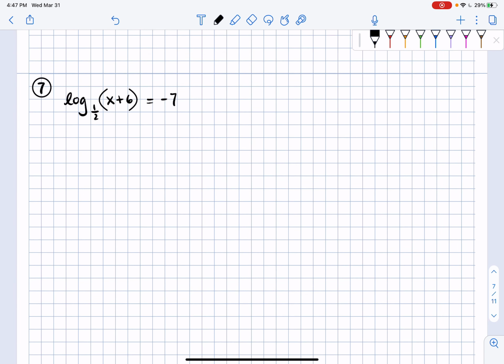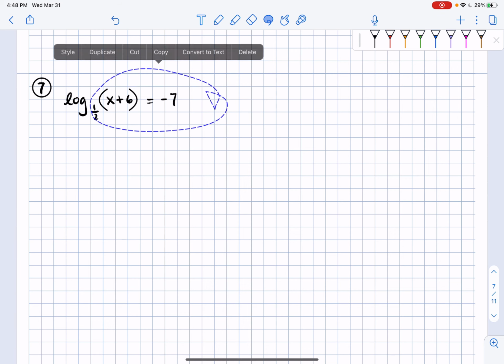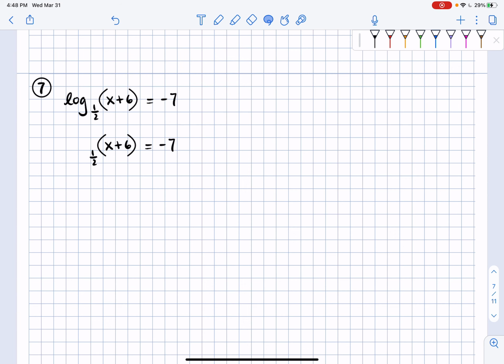All right, so this one right here. I see that the base is 1/2. It's kind of scary, okay? But in order to solve this, what we want to do is convert it to exponential form. And one of the things I said to you guys before was, you know what, let's do this. If I was to take this right here, duplicate it and move it down, right?